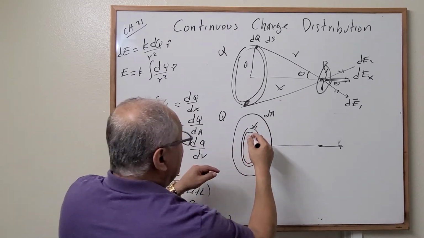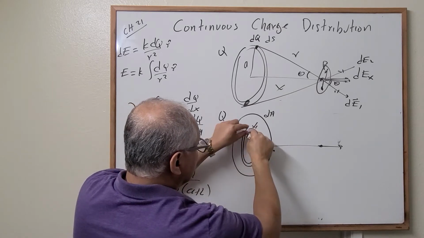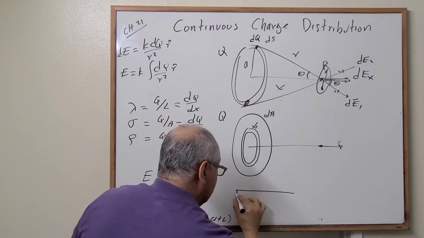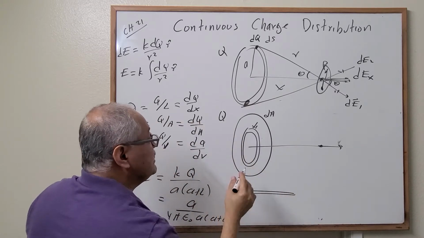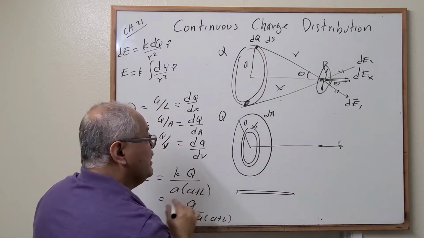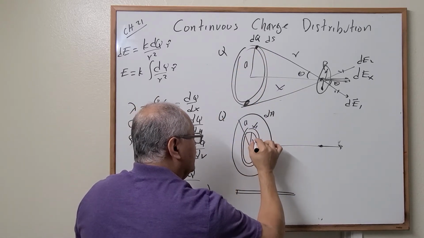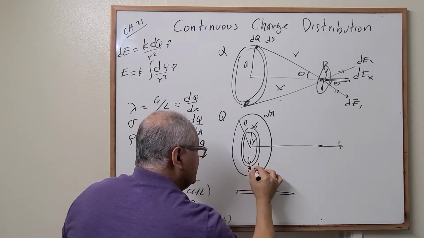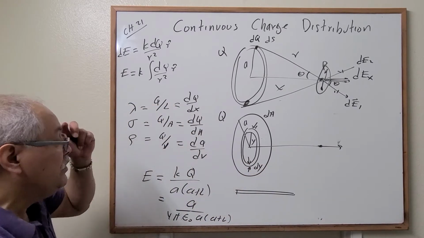Well, again, let's try to cut this part and make a line. Then we have this area right here. Remember, this was A, right here. Now let's label this y, and let's label this thickness dy. So what should be then?